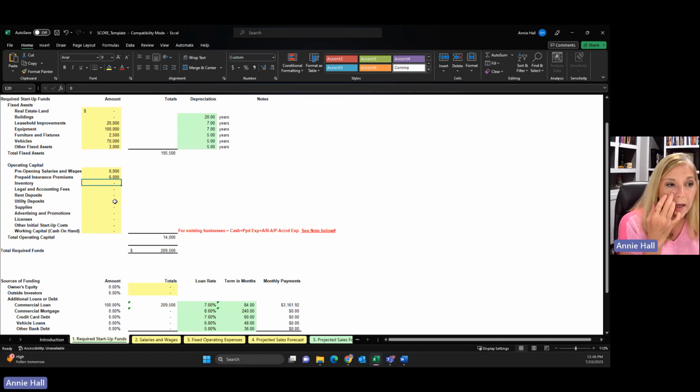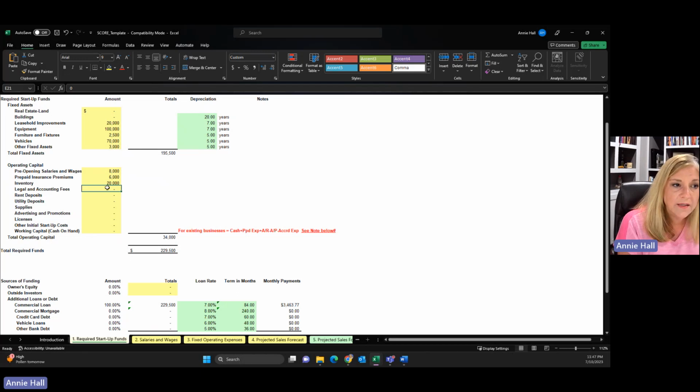Inventory, if I have to buy anything that I need to keep in inventory. Well, I don't know what these widgets are that we're making, but let's assume that we need to buy some raw materials in order to make those widgets. And so I'm going to buy $20,000 worth of raw materials to make our widgets, because we're going to need that before we open so that we can make some products to sell.